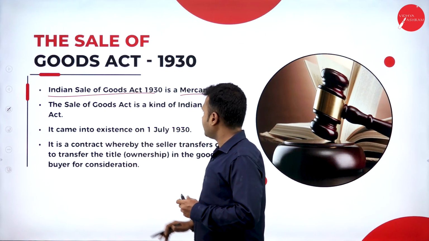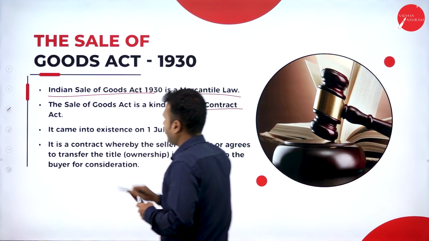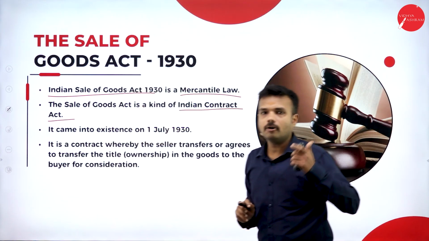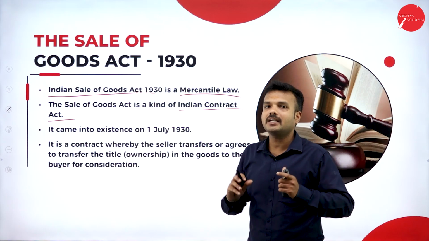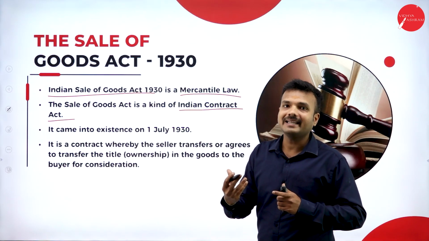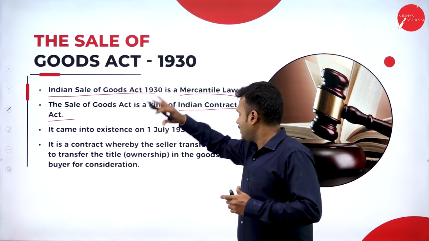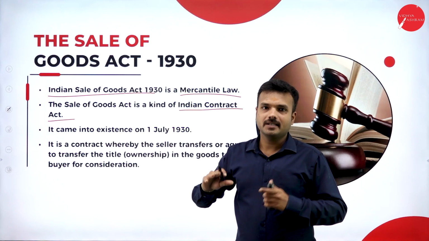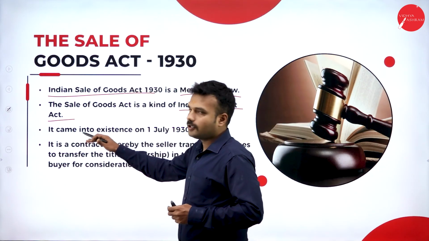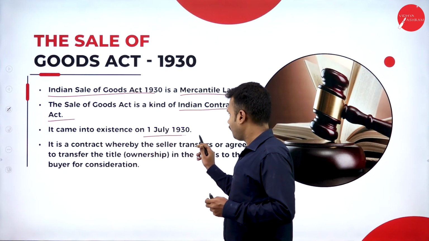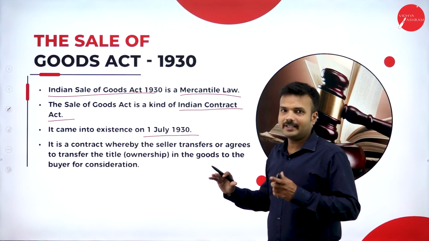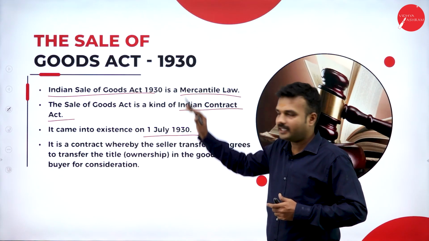The Sale of Goods Act is a kind of Indian contract. As I said, it is a kind of Indian Contract Act, or else we can say that it is a part of Indian Contract Act which is going to deal with the sale of goods or services in our country, right? And it came into existence on 1st July 1930. So we call it the Sale of Goods Act 1930.